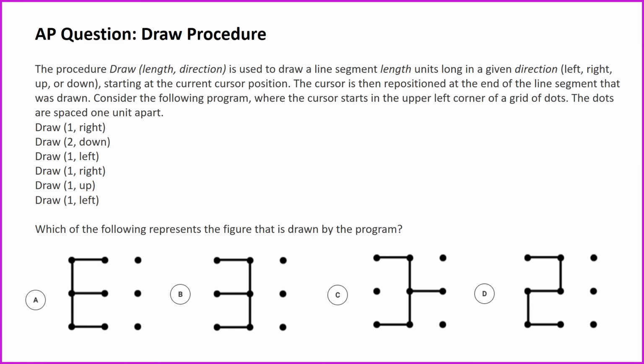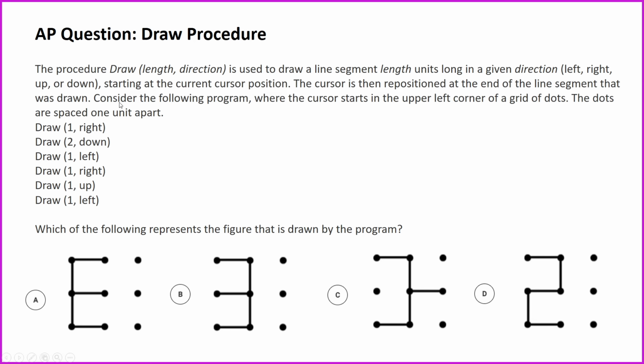Example. This function has two parameters, a number and a direction. Here it says length and direction are the parameters, and in this case the arguments given are 1 and right, 2 and down, 1 and left, 1 and right, 1 up, 1 left. It's asking which of the following represents the figure that is drawn by the program. This procedure draws a line of length, this is the length, in that direction. So the cursor is then repositioned at the end of the line segment that was drawn.